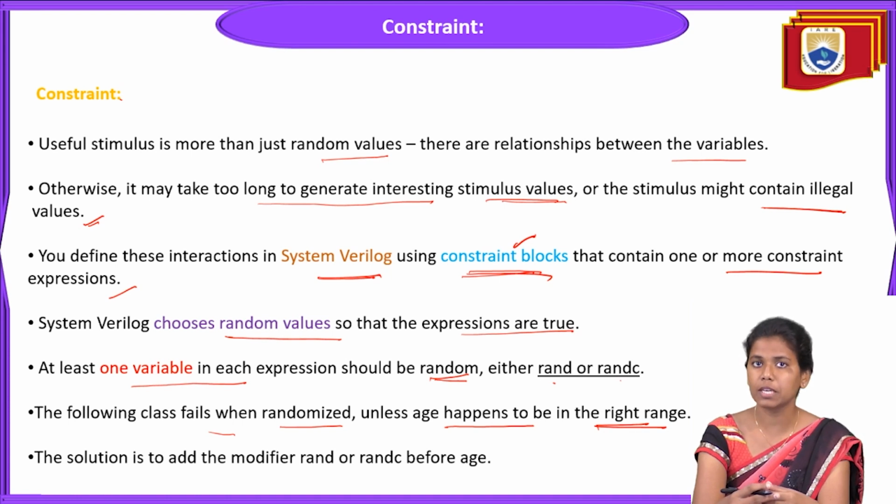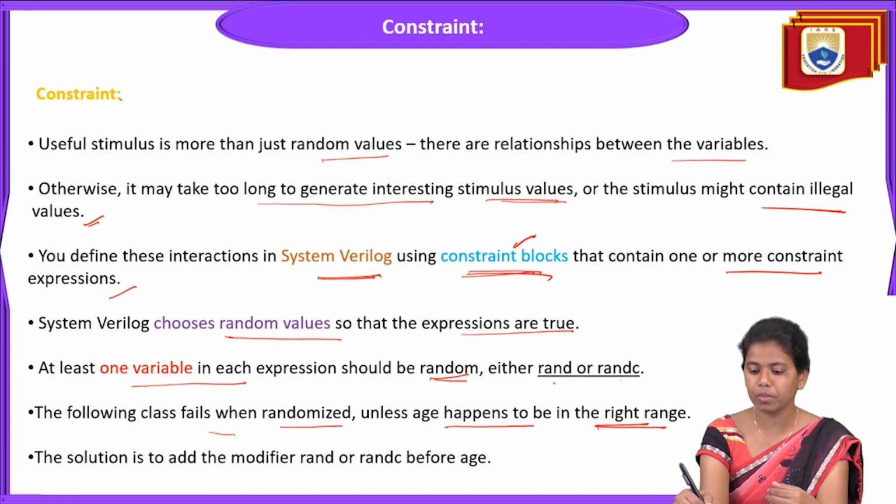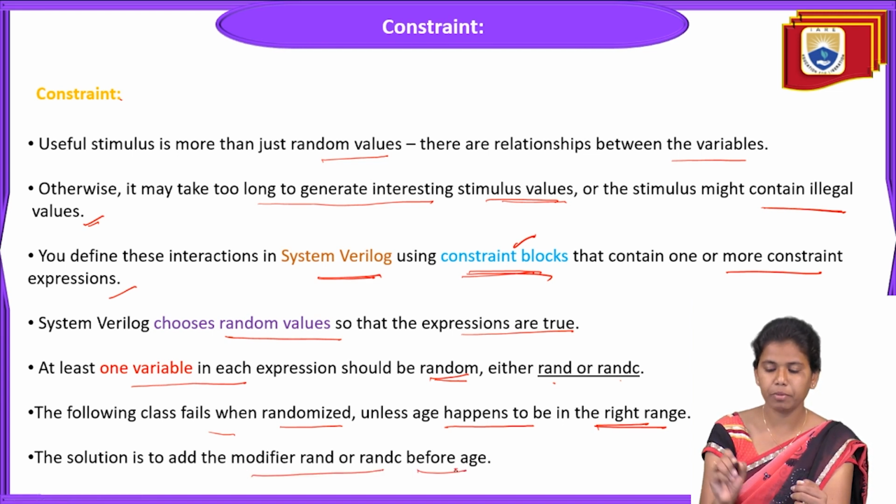Sometimes we can fail, and we may not go in the proper manner. So we have to be very careful when we are giving names to the variables we are getting from the constraint blocks. The solution is to add the modifier rand or randc before age.